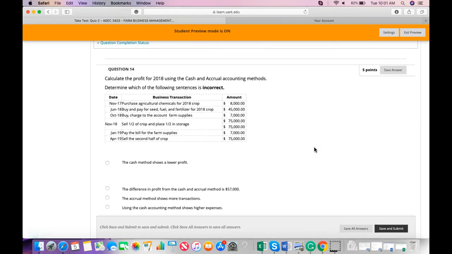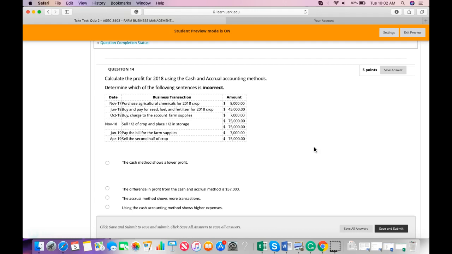And then finally, we come to the last question where you had to look at the business transactions and perform the cash and accrual accounting methods, just like we did in class two times. And then you need to determine which of the following sentences is incorrect. So if I develop my cash methods, well, my bill for that year is $45,000. That's a negative. I have to pay $45,000. The money that I get from selling my crop is $75,000, which makes my profit $30,000.